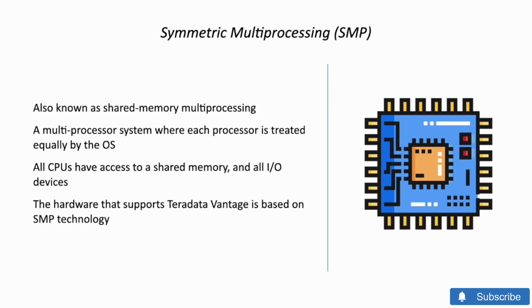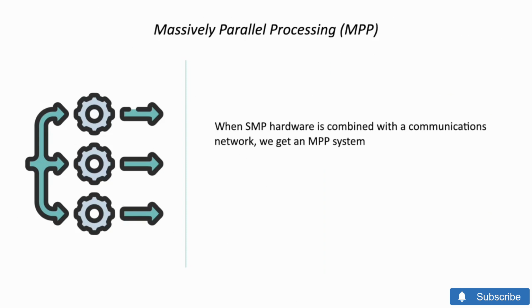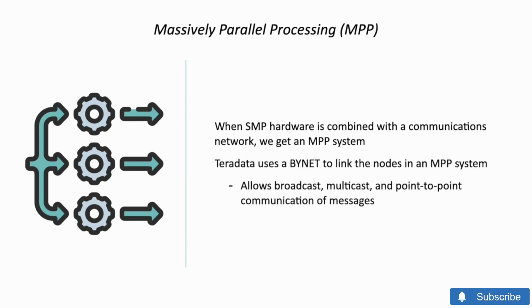Then there is the concept of massively parallel processing, or MPP, and this is where the SMP hardware is simply linked together with a communications network. So we may have hardware which is dispersed even across geographical locations, but they're all still connected. And this connection is made possible by something called a BYNET network. This includes a lot of the standard networking features such as broadcasting, multicasting, and point-to-point communication of messages.